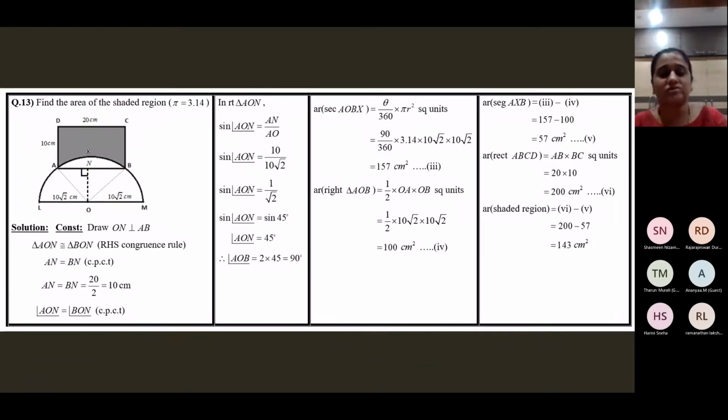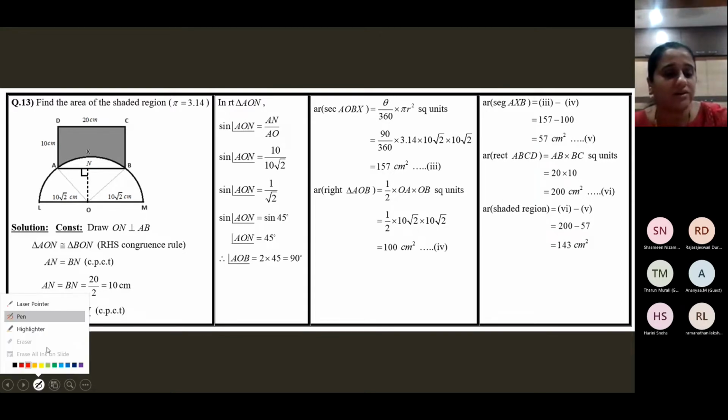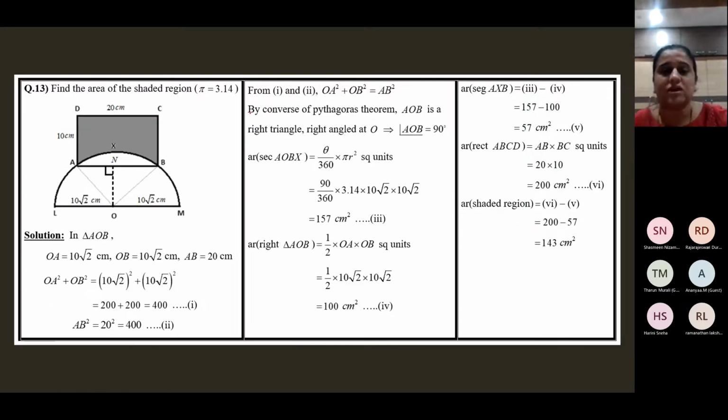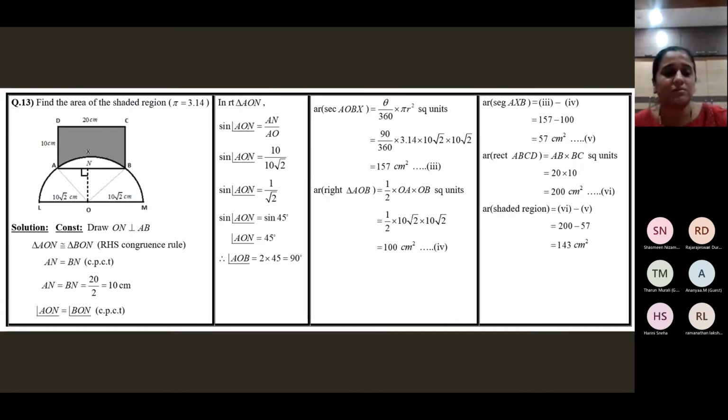I've done this in two ways, children. What are the two ways? The two ways of finding the sector angle, okay? That's the only difference. Otherwise, it's the same. The answers are the same. The way we find the sector angle.